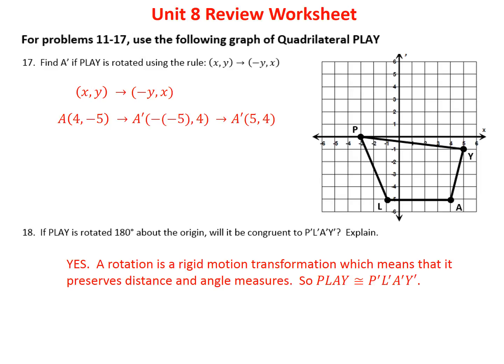This is one of those questions you get on the test where they ask, if I make this translation or this rotation or reflection, is it going to be congruent? And the answer is yes, because it's a rigid motion. It preserves distance and angle measures. You just got to remember that phrase.